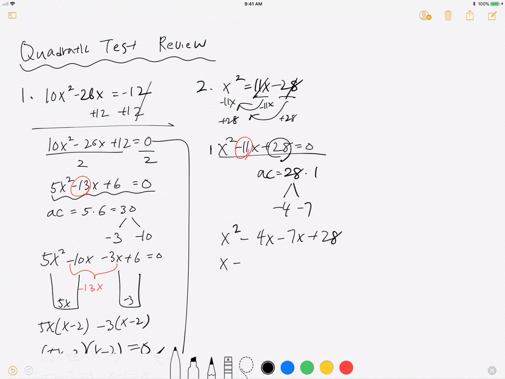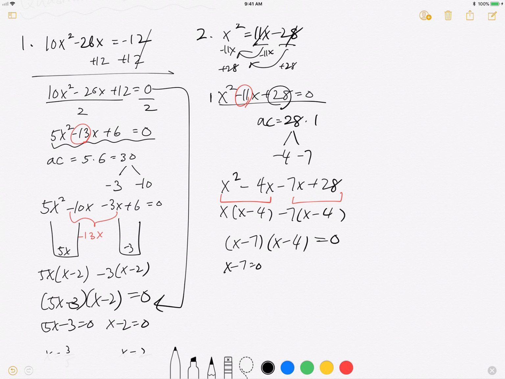And then I'm going to factor out the x first from both here and here. So I'm going to get x minus 4. And from these two, I can factor out minus 7 and get x minus 4. So my factor is x minus 7, x minus 4 is equal to 0. Please don't forget that I'm going to set each of these equal to 0 and get 7 and 4.